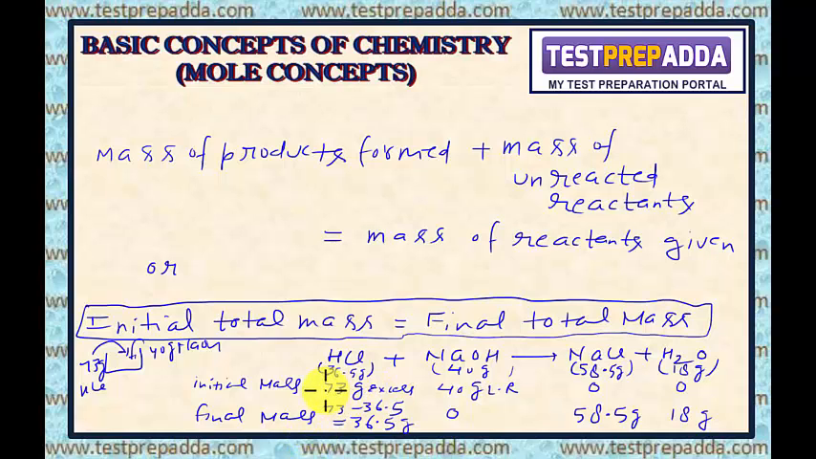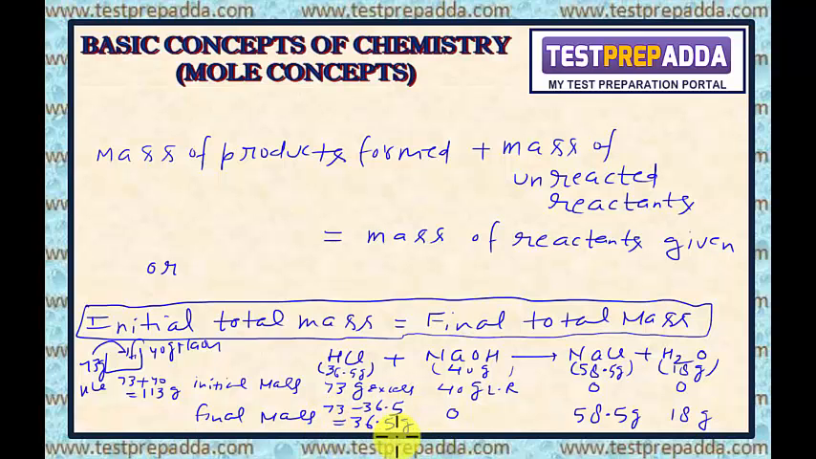My point is clear. Now what is the total initial mass? Initial total mass is 73 plus 40, and that is 113 gram. 113 gram. Now finally look at the products. Products: 58.5 plus 18, and this value is 76.5.